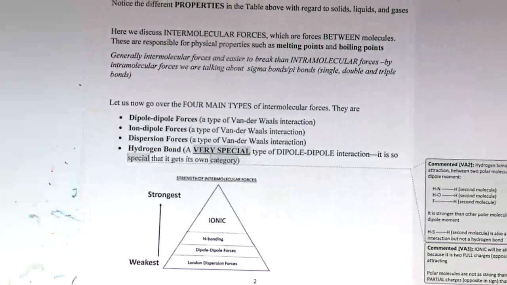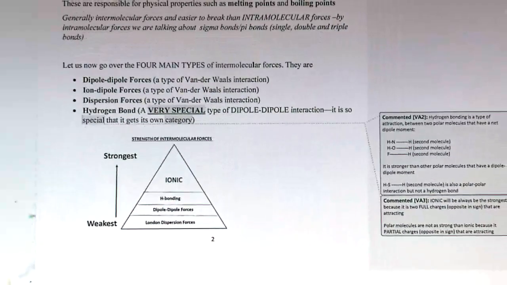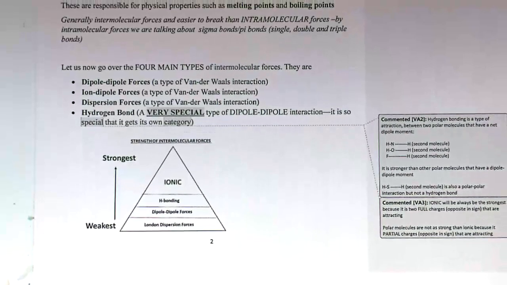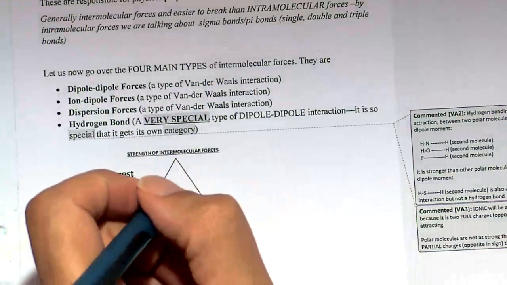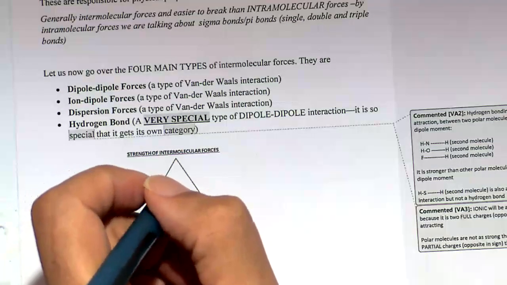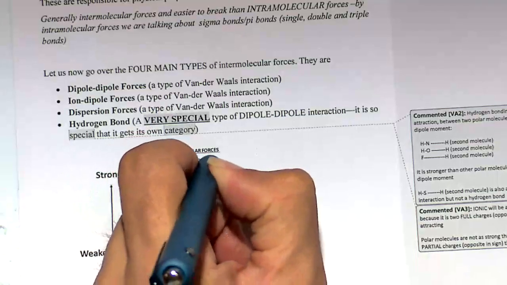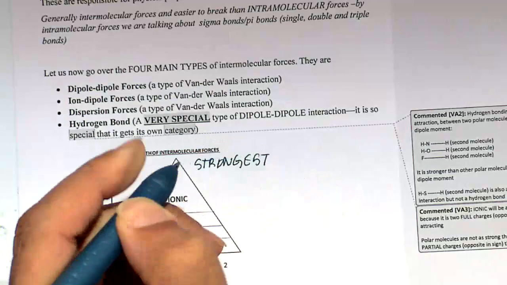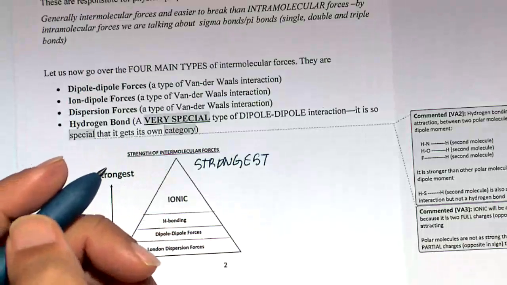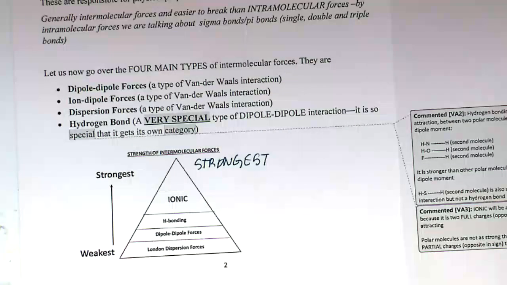All right, shall we go over some of these? Let's go over some of the main intermolecular forces. This is the main focal point of this chapter and this morning's lecture. The strongest intermolecular force is ionic. This is the strongest.